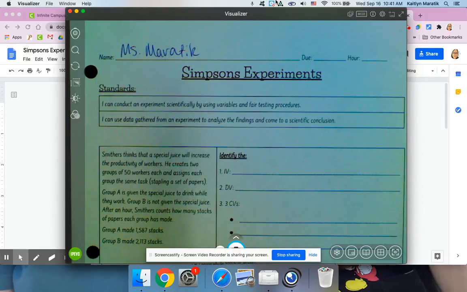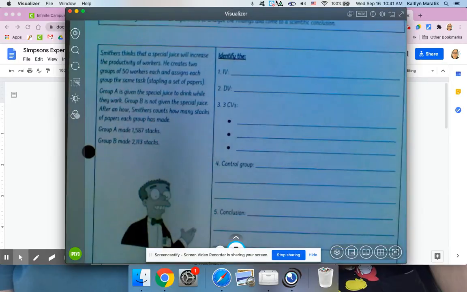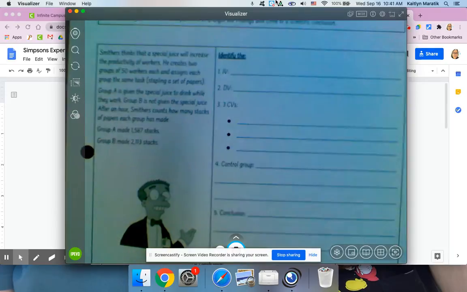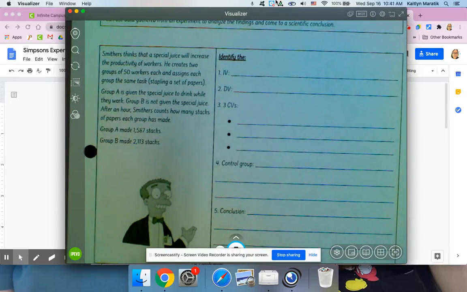So let's get started. First and foremost, Smithers thinks that a special juice will increase the productivity of workers. He creates two groups of 50 workers each and assigns each group the same task, stapling a set of papers. Group A is given the special juice to drink while they work. Group B is not given the special juice. After an hour, Smithers counts how many stacks of papers each group has made. Group A has made 1,587 stacks. Group B has made 2,113 stacks.